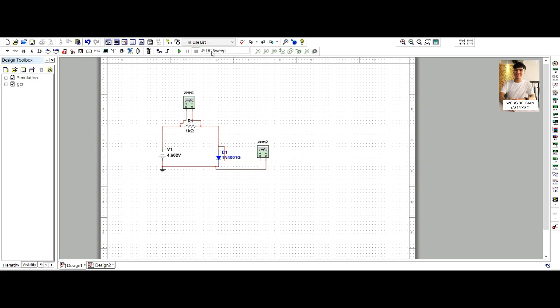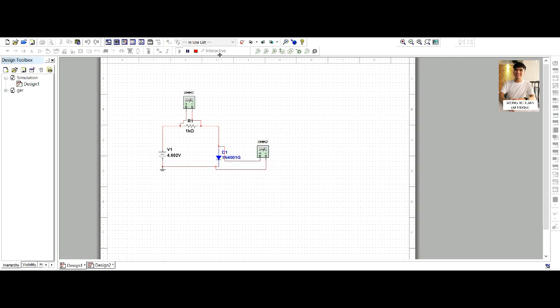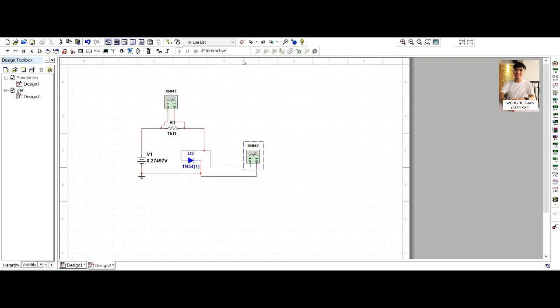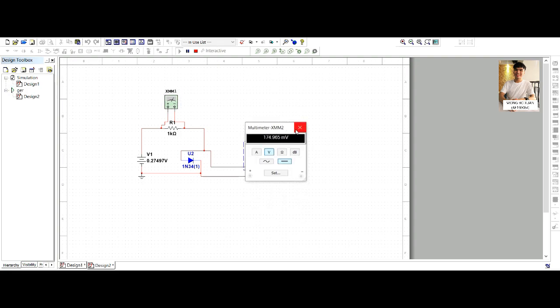In order for us to get the readings of the VR and the VD as well, we will run the interactive simulation, and we could obtain the value by double-clicking the multimeter. And we could change the parameters which we want by clicking it here. Same for the VD, and it's the same for the germanium diode. We'll start the interactive simulation, and we could read the voltage at the resistor and the diode as well.